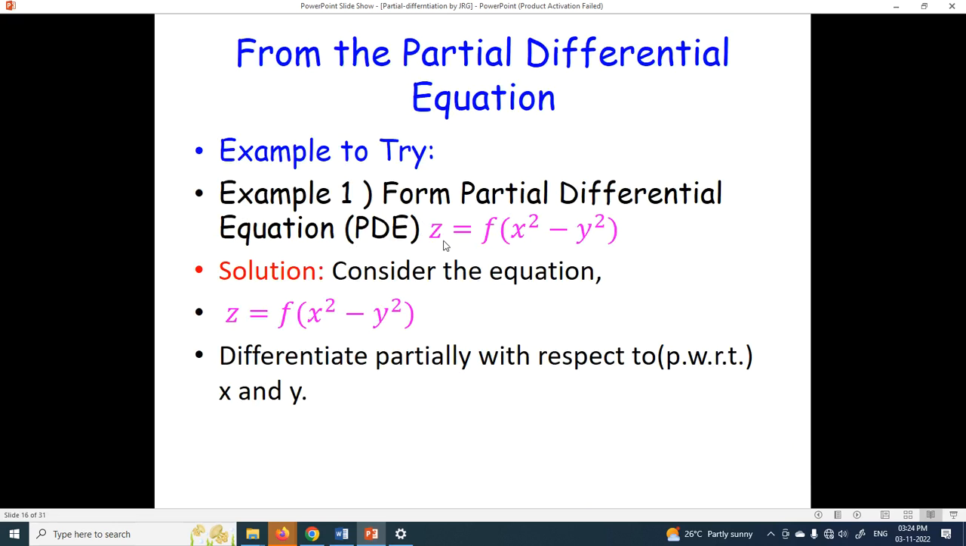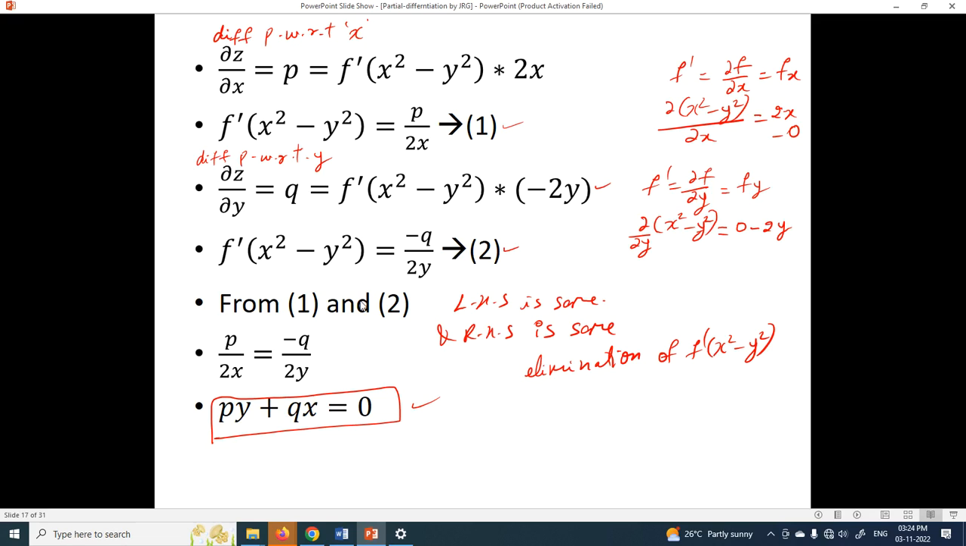Here we can see, students, z is equal to f of x square minus y square. Please see that this is an equation where we have to eliminate the arbitrary function. So I have to eliminate this f of x square minus y square. Therefore I have differentiated this with respect to x partially, differentiated partially with respect to y, and simplified. I have calculated py plus qx is equal to 0. So I have eliminated here f dash of x square minus y square. This is how we have to eliminate the arbitrary constants and arbitrary functions.